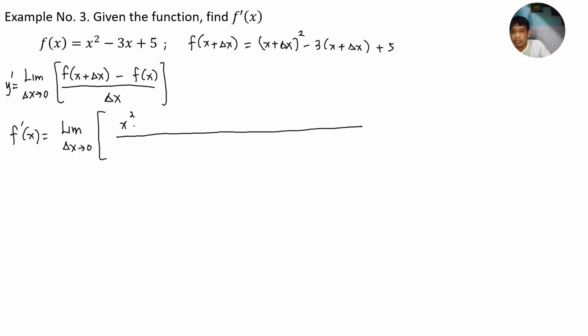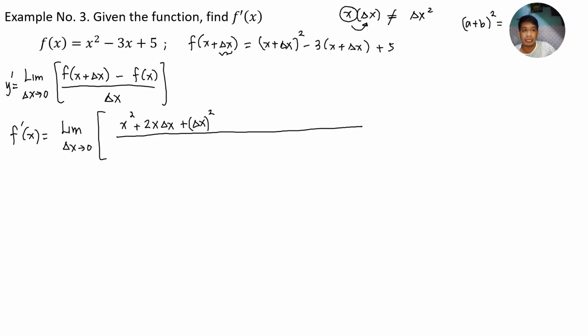Expanding this, we'll have x squared plus 2x delta x plus delta x raised to the second power. Please be reminded that x and delta x are different variables. Delta x is considered as one variable, so you cannot combine x with delta x to make delta x raised to the second power. This is not true, because x is different from delta x. What we used here is just the binomial expansion.